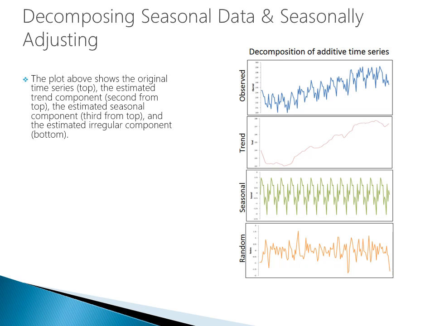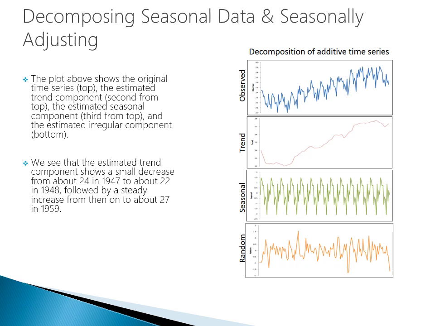The plot above shows the original time series, the estimated trend component, which is second from the top, the estimated seasonal component, which is third from the top, and the estimated irregular component, which is at the bottom in this case. So we've decomposed our additive time series into these three measures. And we see that the estimated trend component shows a small decrease from about 24 in 1947 to about 22 in 1948, followed by a steady increase from then on to about 27 in 1959.